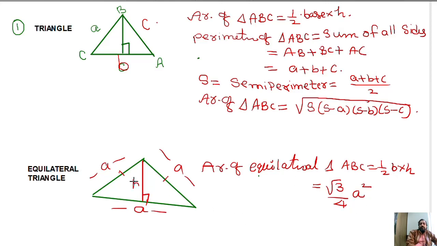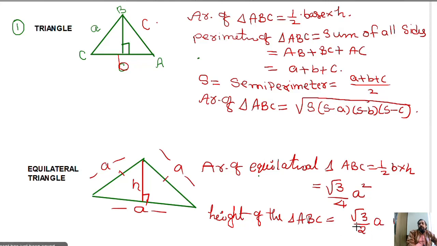Then what about h, the length of the altitude, the height? Height of triangle ABC is equal to root 3 by 2 a units. There is a proof for why the area of an equilateral triangle is root 3 by 4 a square and the height of the triangle is root 3 by 2 a. In the next video we'll discuss these proofs.